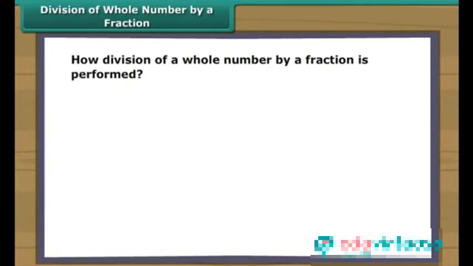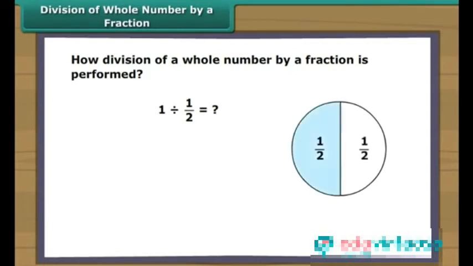Division of whole number by a fraction. How is division of a whole number by a fraction performed? Come, let us find out. Let us take the example of 1 divided by half. We divide a whole into a number of equal parts such that each part is half of the whole. Thus we will get 2 half parts.